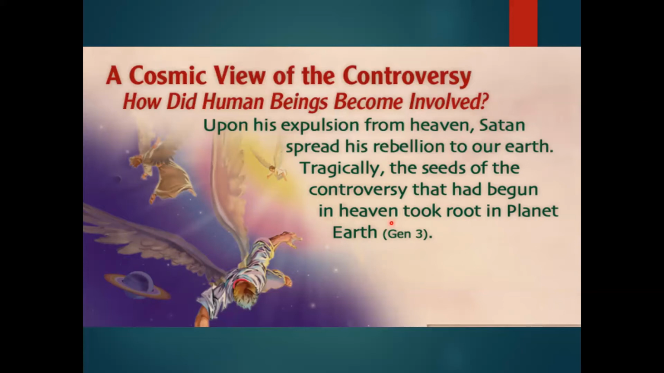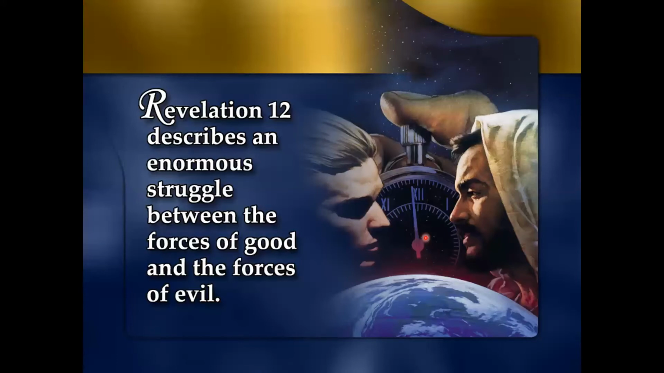So we know about Adam and Eve. We know about the promise in Genesis chapter 3, verse 15, when he promised to destroy his head, and he shall bruise his heel, etc. So that is kind of where we are at. So Revelation 12 describes an enormous struggle between the forces of good and the forces of evil. So if you were to ask me, where would I start if I'm reading Revelation? I like chapter 12, which is really counterintuitive, because you would say, well, I'll start from chapter 1.